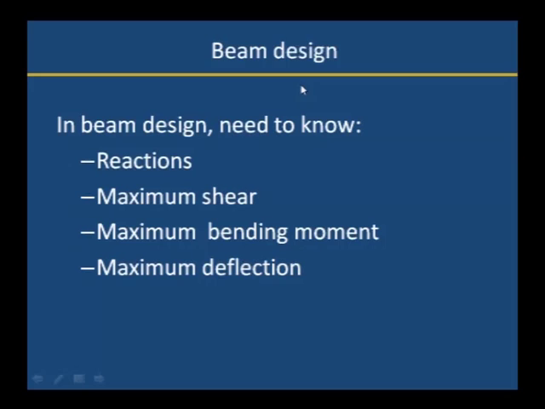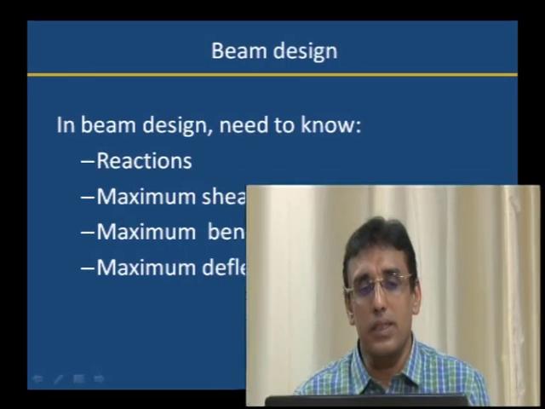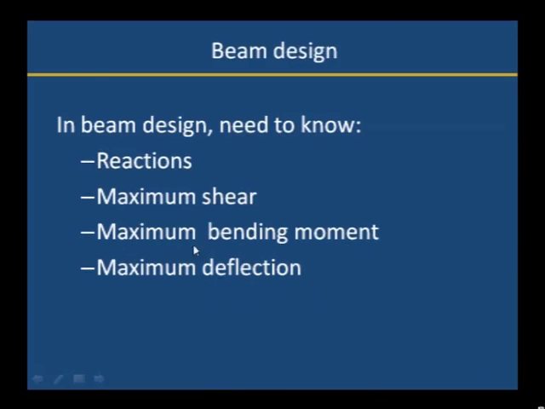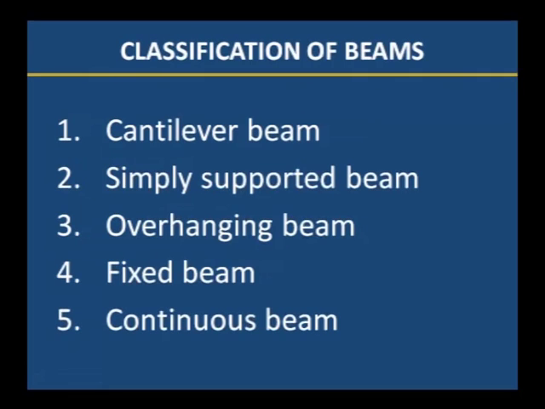For designing the beam, we require the following important parameters: reactions, maximum shear force, maximum bending moment and maximum deflection. If we know these parameters, we can design the beam. Beams are classified into cantilever beam, simply supported beam, overhanging beam, fixed beam and continuous beam. According to our syllabus, we are going to discuss in detail the cantilever beam, simply supported beam and overhanging beam.